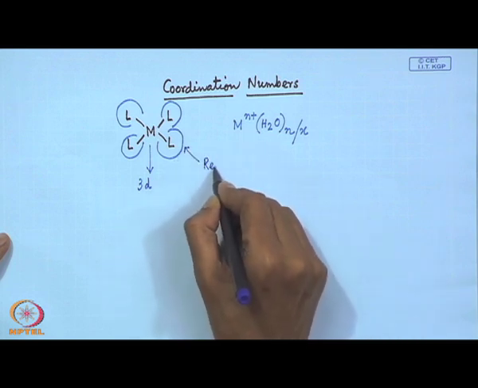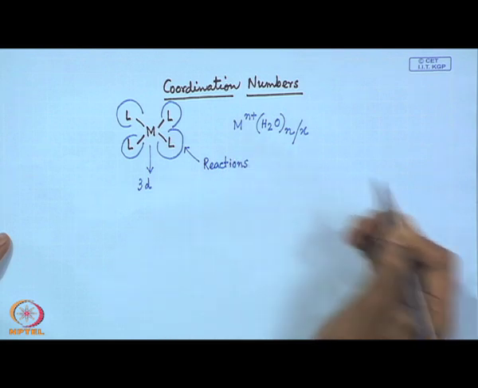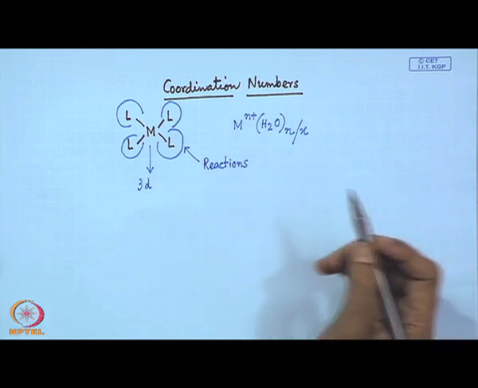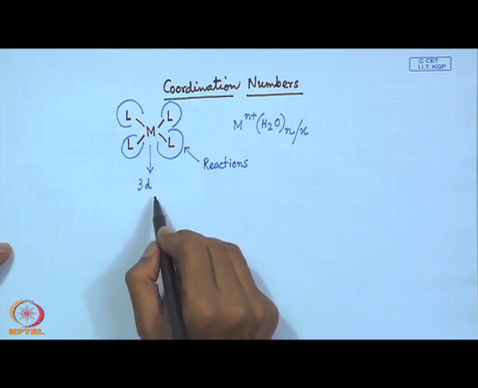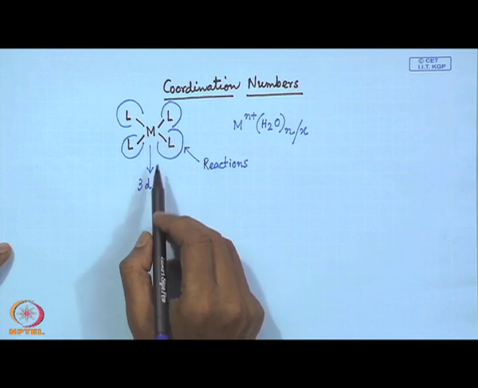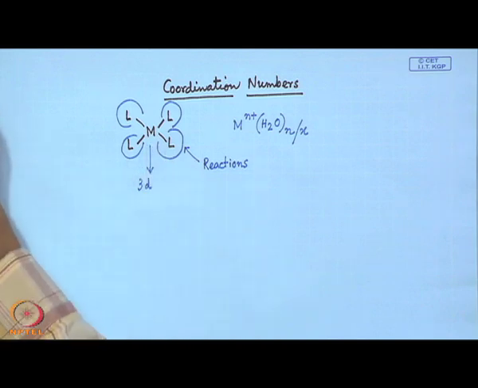So, reactions we can expect from the ligand side, and the electronic properties and other stereochemical properties, which can be obtained entirely from the metal center.